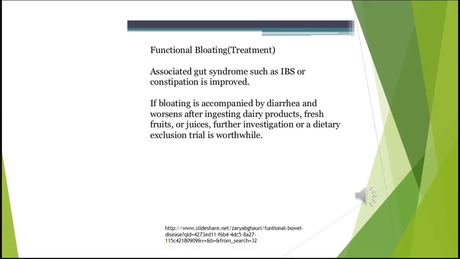Interventions for functional bloating are always associated with IBS or constipation, and if the symptoms of IBS or constipation are improved, generally the functional bloating begins to change as well. If bloating is accompanied by diarrhea and worsens after ingesting dairy products, fresh fruits, or juices, further investigation or a dietary exclusion trial is worthwhile.